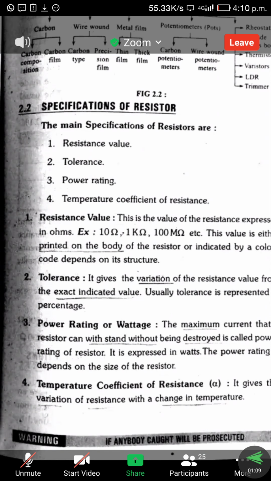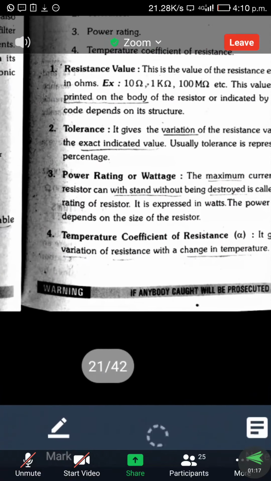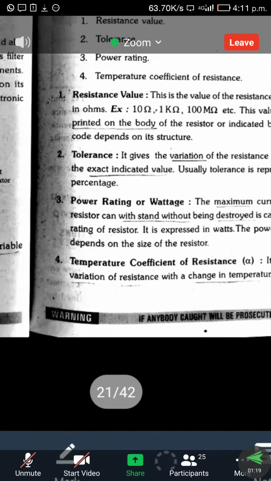Next, this is important for a 3-mark question, and sometimes it is given for 5 marks also: specifications of resistor. Four are important: resistance value, tolerance, power rating, temperature coefficient. In detail, the resistance value is what is printed on the surface or body of the resistor. That is called the resistance value.